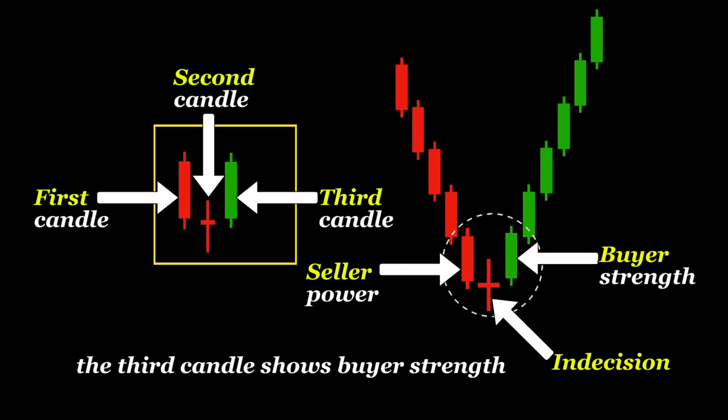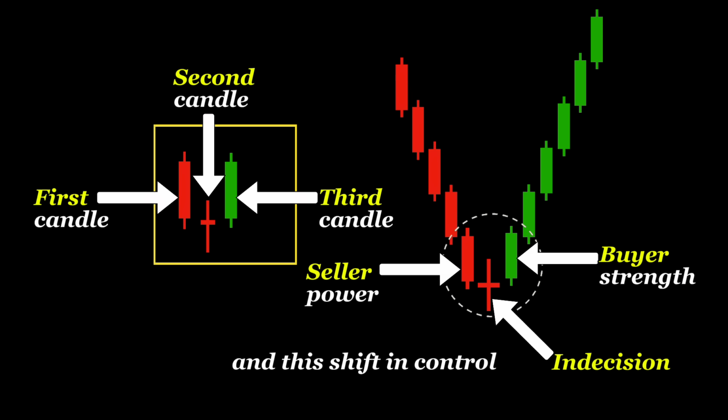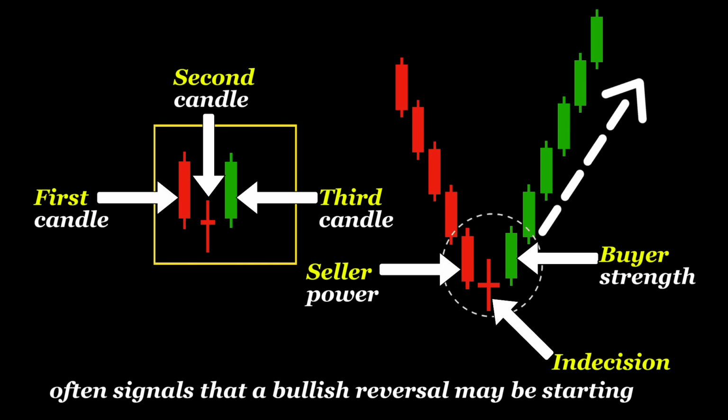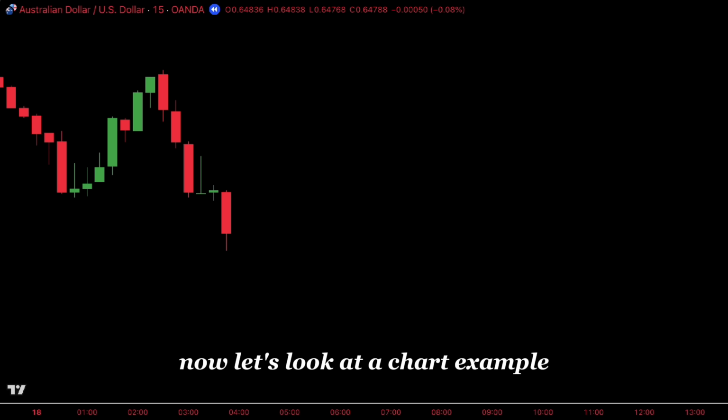The third candle shows buyer strength. And this shift in control often signals that a bullish reversal may be starting. Now let's look at a chart example.